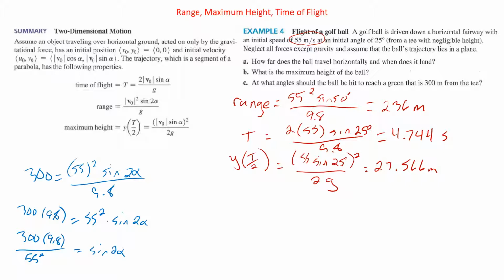And this number, 300 times 9.8 divided by 55 squared, should be in between -1 and +1, because sine values are always in between that. If you get a value that's not in between that, it means that you cannot hit it that distance at that speed, no matter what the angle is. You'd have to increase your speed.